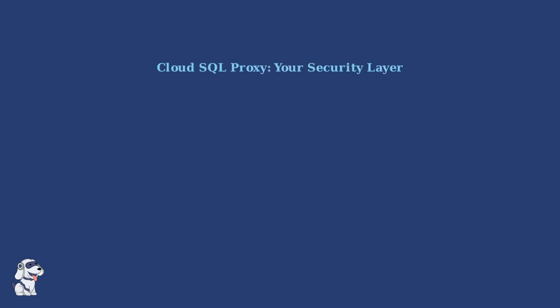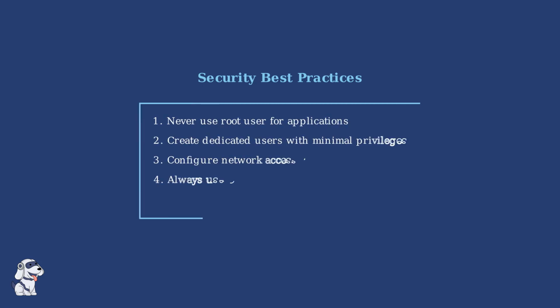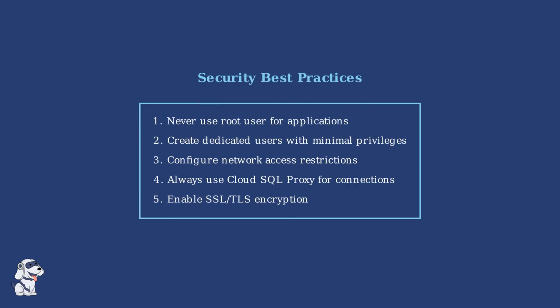The Cloud SQL proxy provides an additional security layer. It automatically handles SSL encryption, uses IAM-based authentication, eliminates certificate management, and creates secure connection tunnels. Here are the key security practices to remember. Never use the root user, create dedicated users with minimal privileges, configure network restrictions, always use the Cloud SQL proxy, and enable SSL encryption. Following these practices will significantly improve your database security.